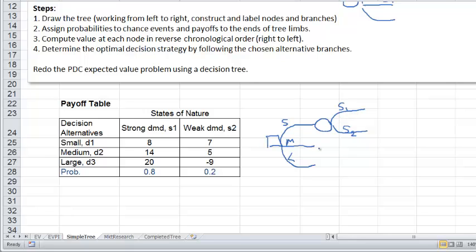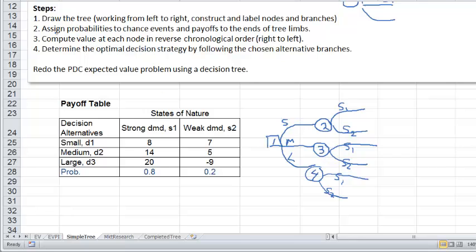The same situation applies at these other branches. So we copy what we just did at the other branches: strong or weak demand, and here another pair, strong demand or weak demand. Okay, now we're going to label these nodes, maybe give them some numbers so that we can call them by their names. It's nodes 1, 2, 3, 4. Okay, so we just finished the first step.